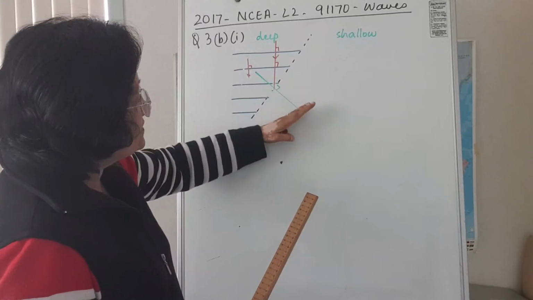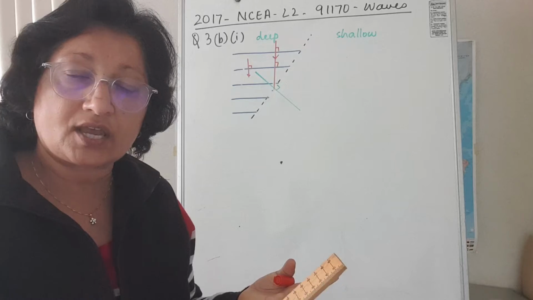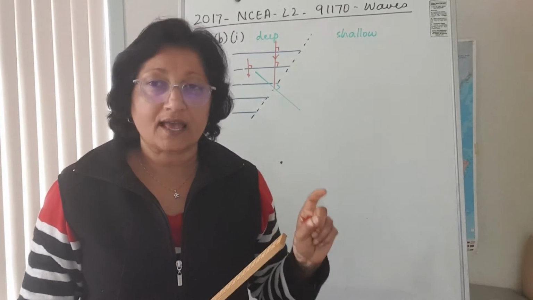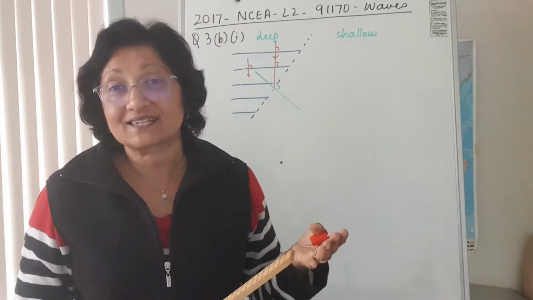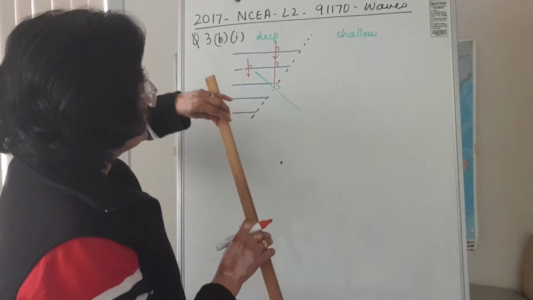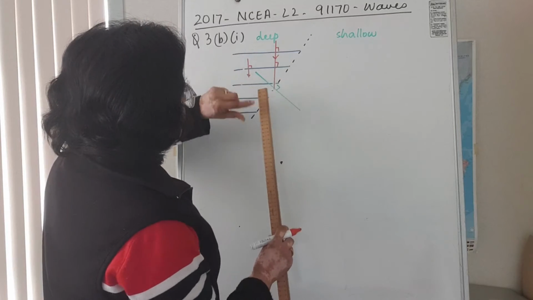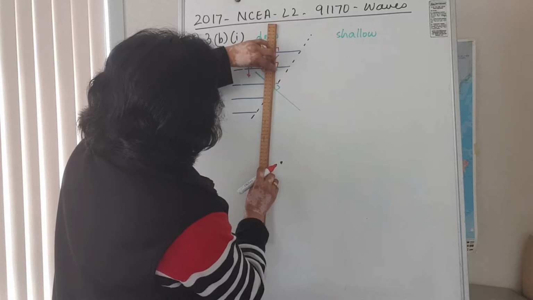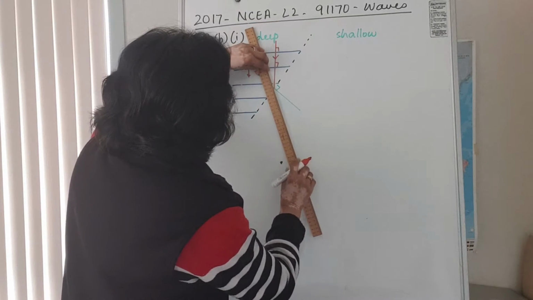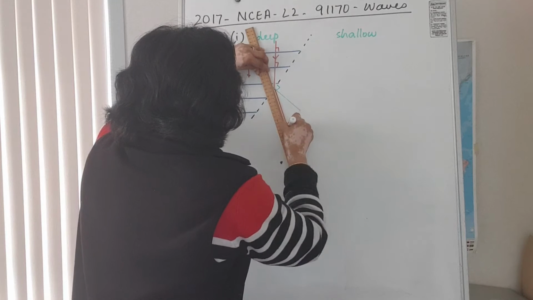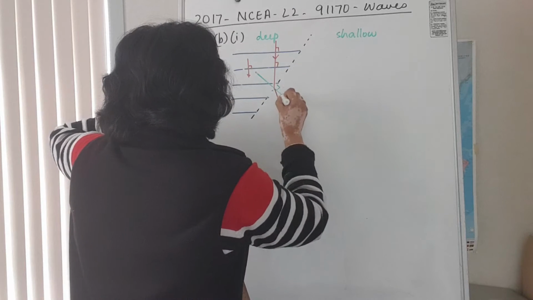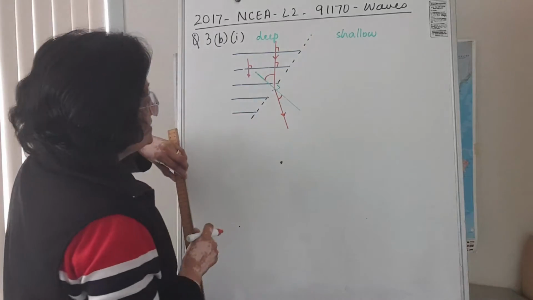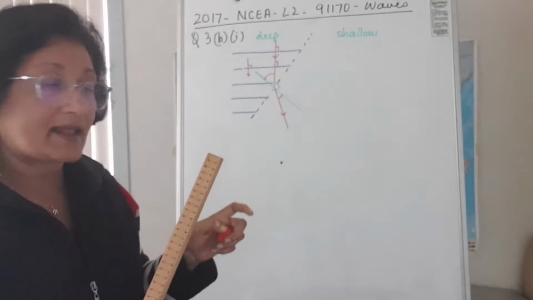When it goes into a different medium, the speed is going to change. Now waves travel slower in shallow water. S for shallow, S for slow. If it's not indicated in the question, that's what happens. So when they travel slower, the refracted ray, instead of going like this, is going to come closer to the normal. So the angle of refraction is always smaller than the angle of incidence. That one's bigger, this one is smaller. Okay, so this is half the battle won.